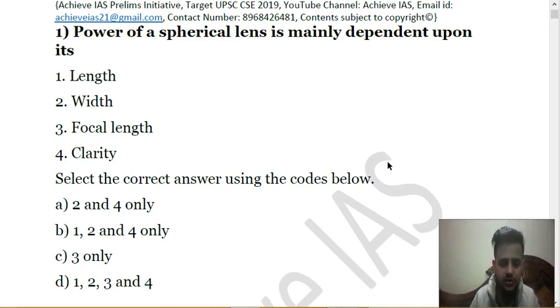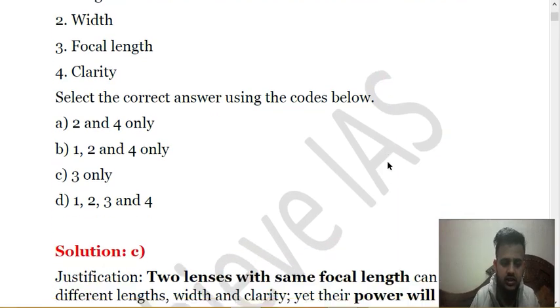Let me tell you friends that the answer is C, that is 3rd only, because the power of a spherical lens is mainly dependent upon the focal length. It doesn't depend on length, width and clarity. It is basically the inverse of the focal length, and the unit of power is diopter. So the answer is C.